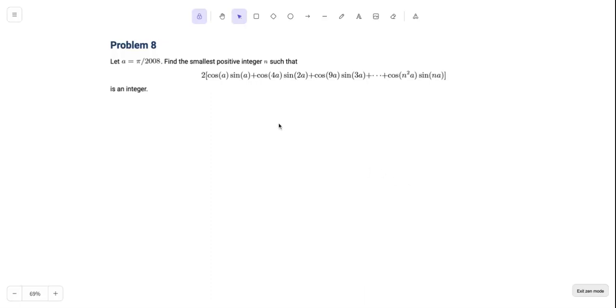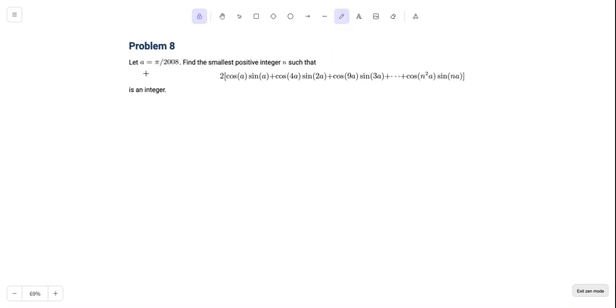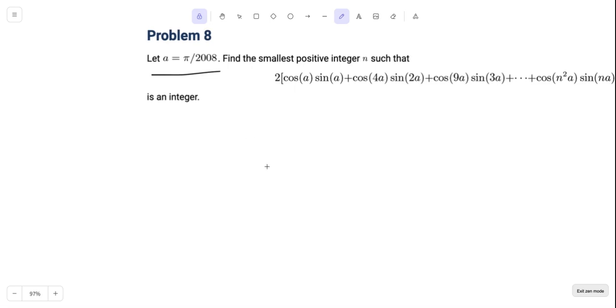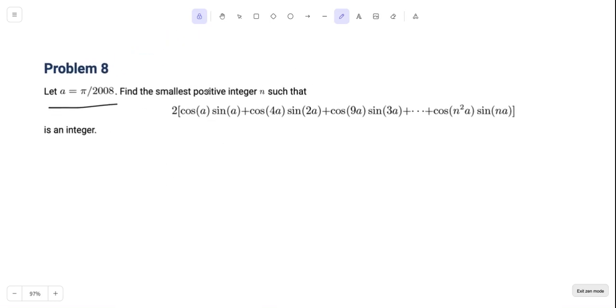Today I'm going to go over the 2008 AIME II number 8. Let a equal pi over 2008. Find the smallest positive integer n such that this expression is an integer.